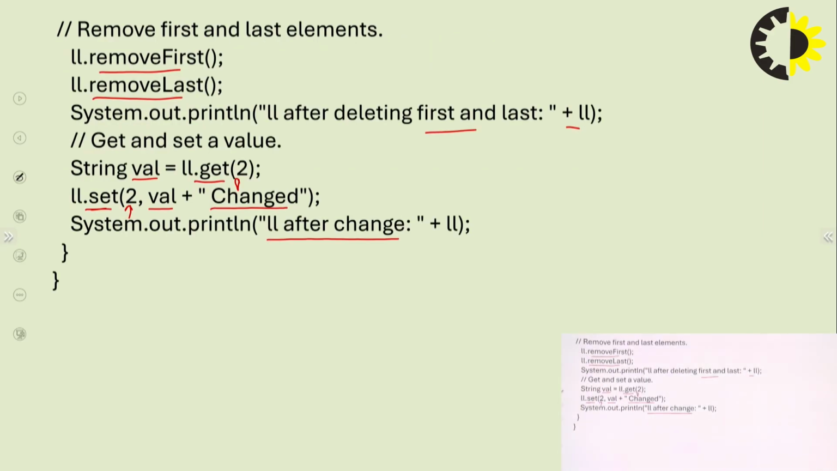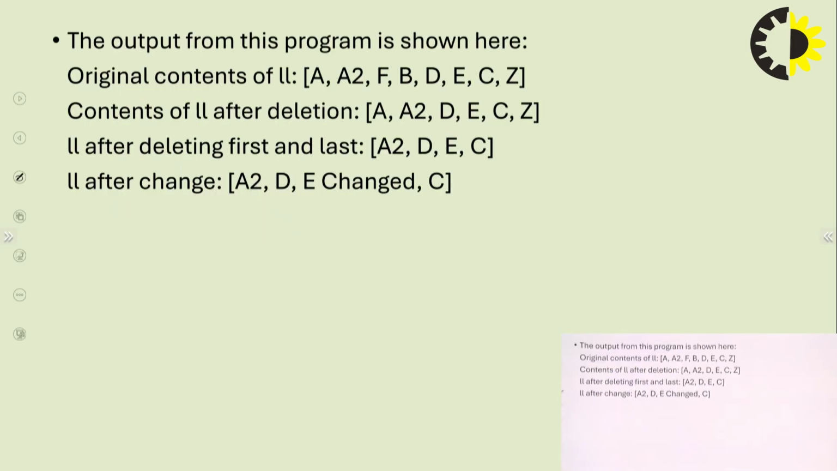Next, there are various methods: remove first, remove last, and you are able to change the value from any node. So, just get the value, or you can modify any value with the help of the set method. So, this is the output. Here you can see this is the original content of the linked list.